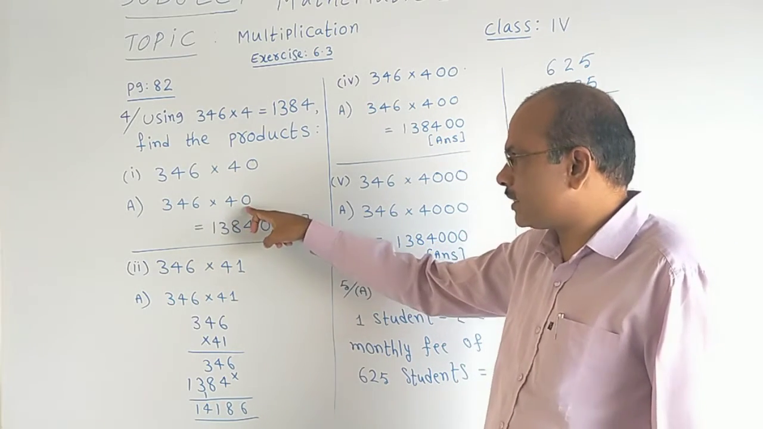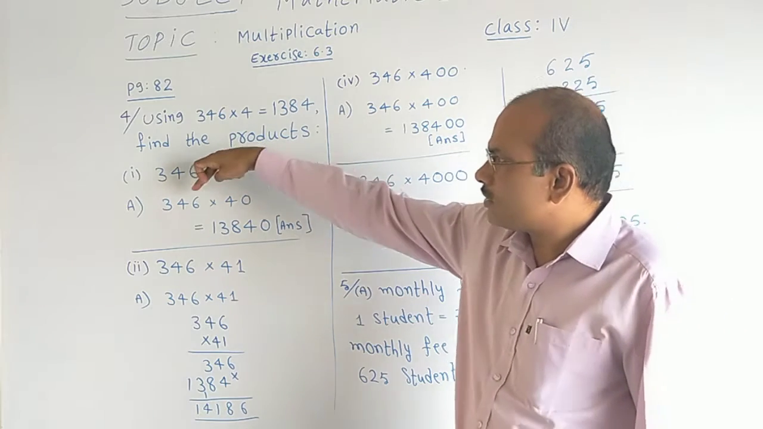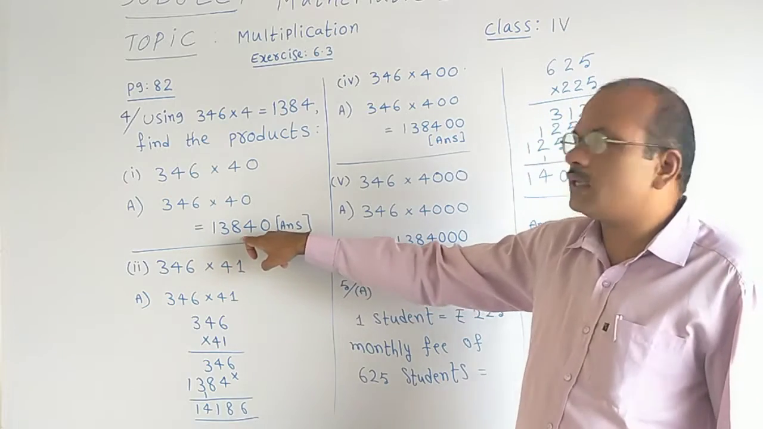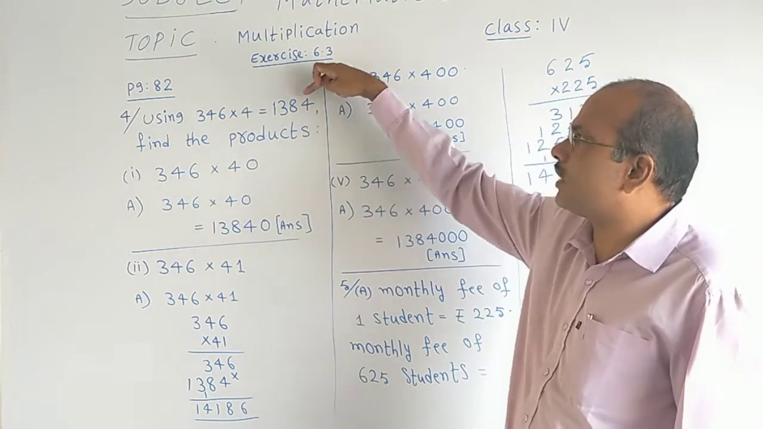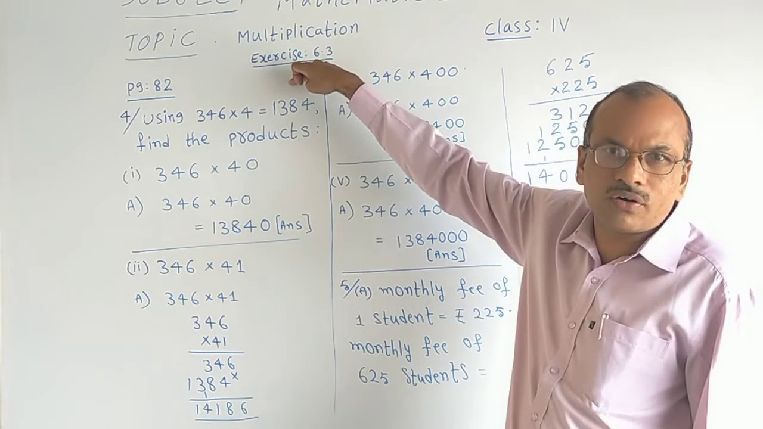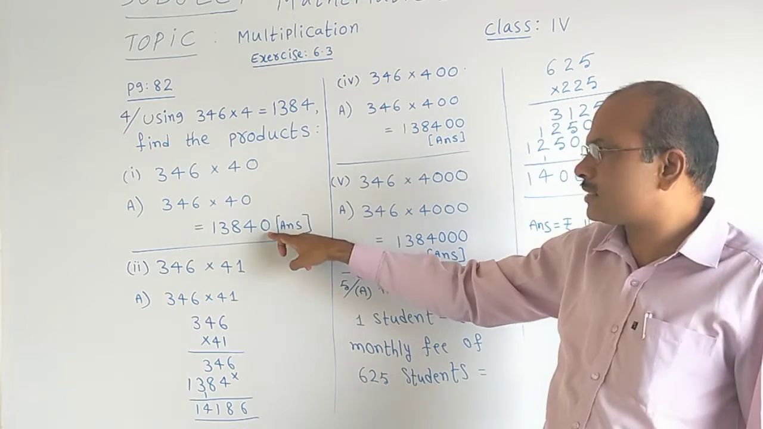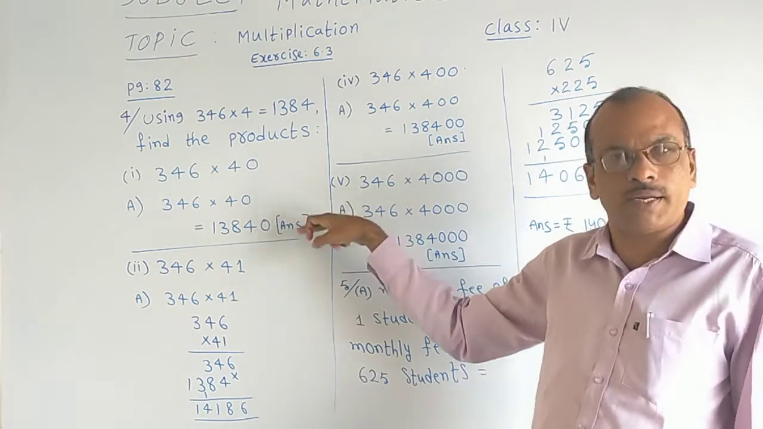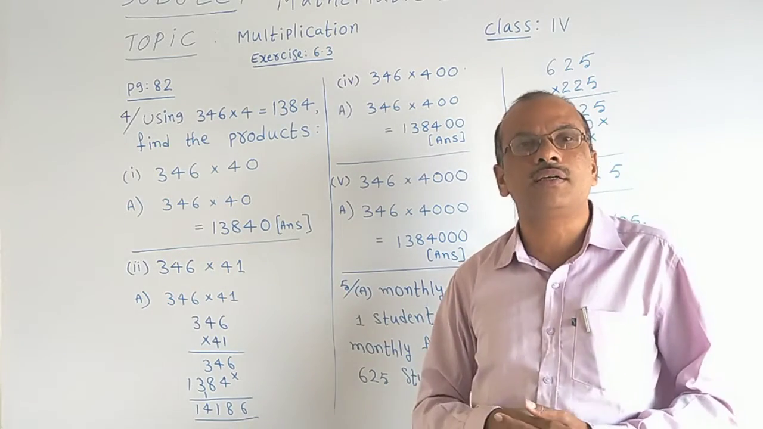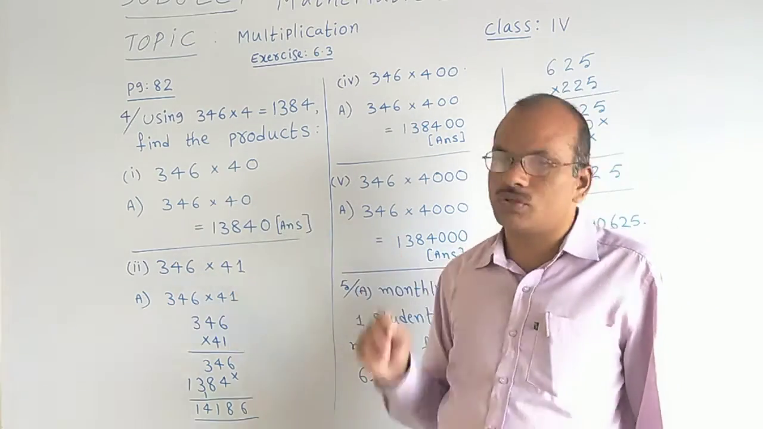Here the question is written. This last 0 is written here. 346 into 4, the answer is 1384, that is given already in the question. 1384 they have given, that is written here, and that last 0 which is given there was placed here. Finally we got an answer called 13,840. It remains the answer for the given question.